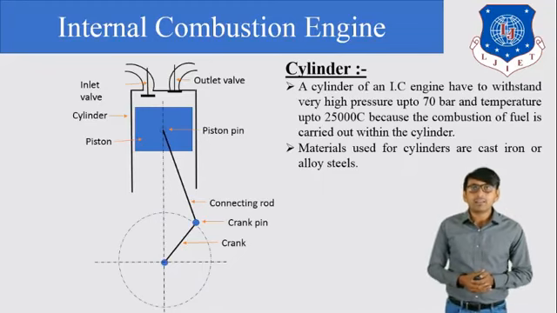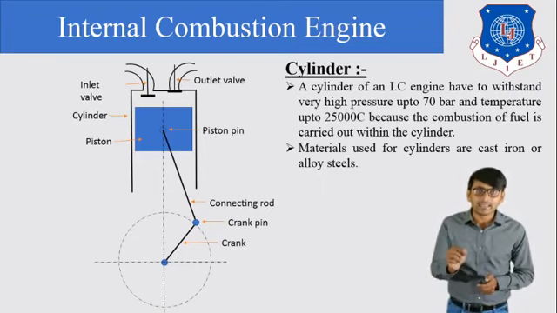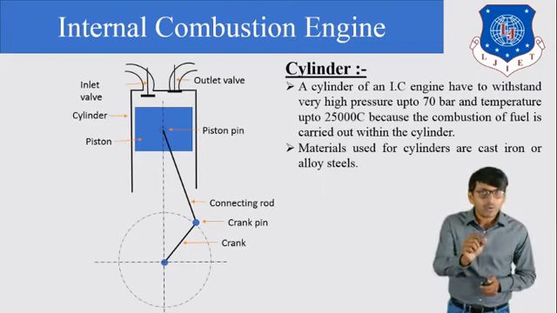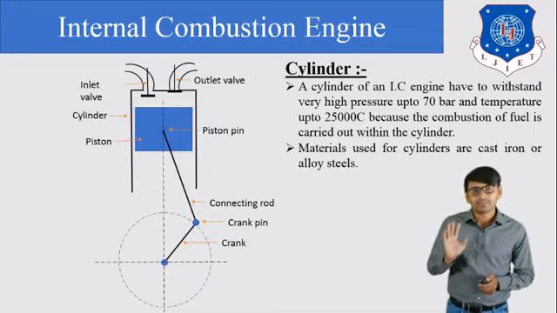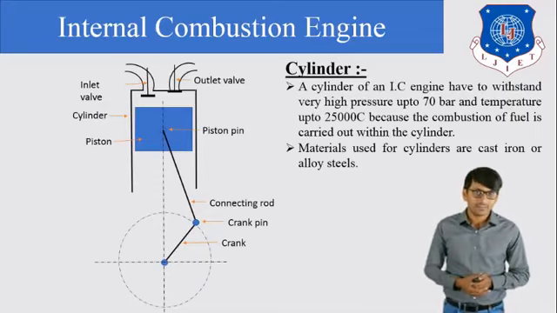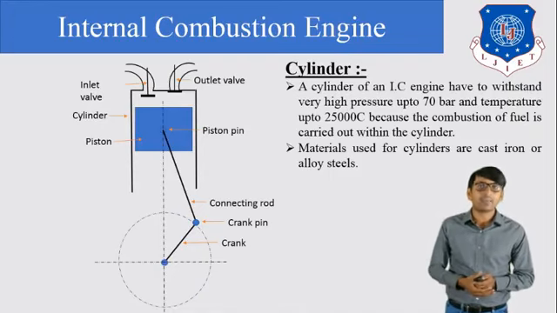Now, the material used for manufacturing the cylinder is cast iron or alloy steel. This material is used because it can withstand high pressure and high temperature gas.